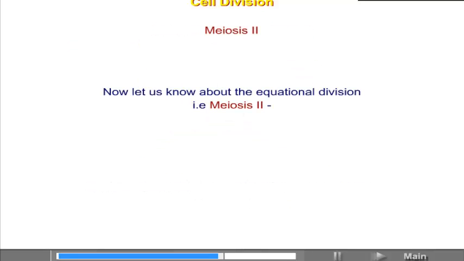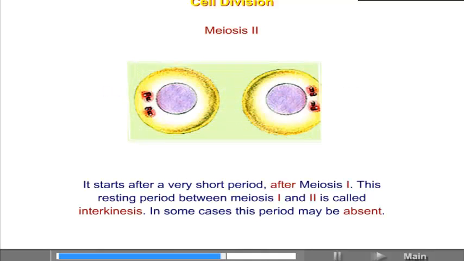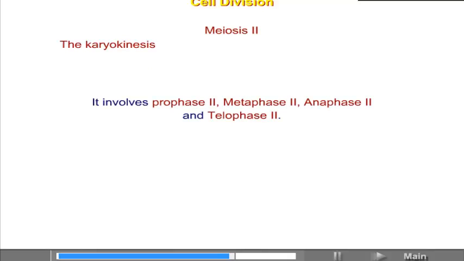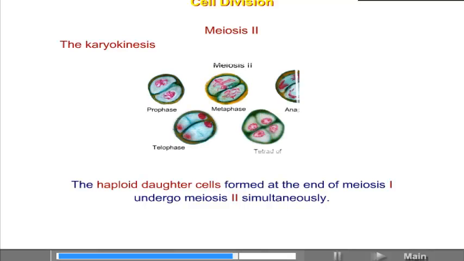Now, let us know about the equational division, that is meiosis II. It starts after a very short period after meiosis I. This resting period between meiosis I and II is called interkinesis. In some cases, this period may be absent. The karyokinesis involves prophase II, metaphase II, anaphase II, and telophase II. The haploid daughter cells formed at the end of meiosis I undergo meiosis II simultaneously.